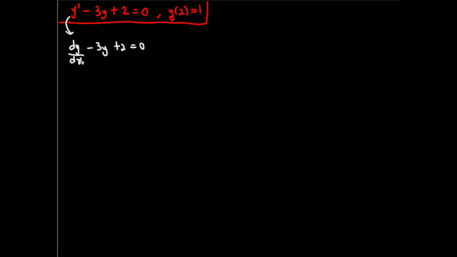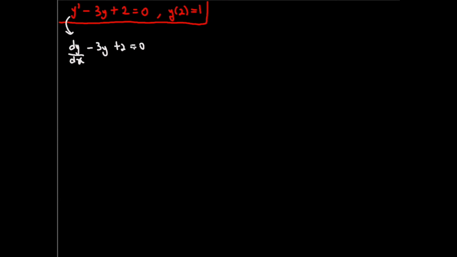Okay, so again, just to reiterate, what I'm trying to do is get all the dx's and dy's on separate sides. So dy's and y's on one side and dx's and x's on the other side. We're doing that so that we can take the integral with respect to all of them later on. Right? Okay.